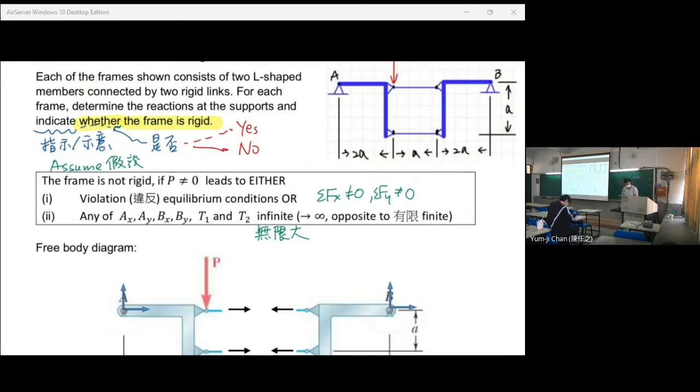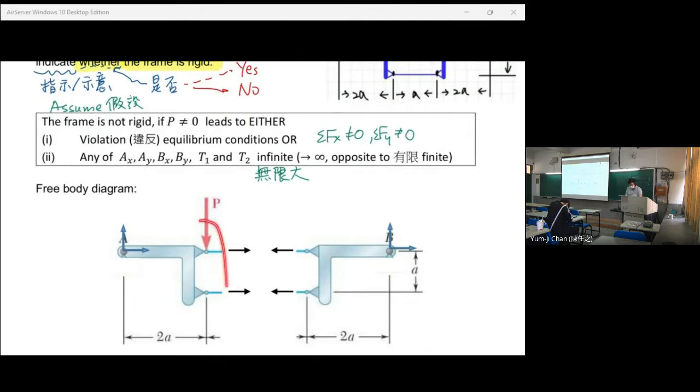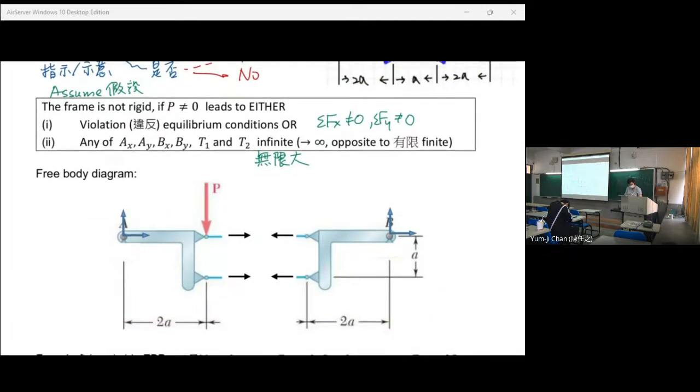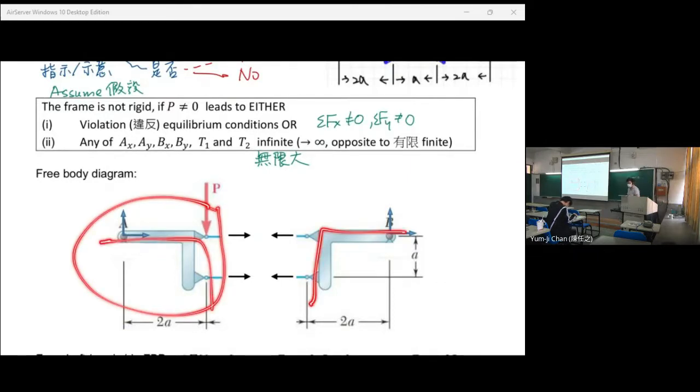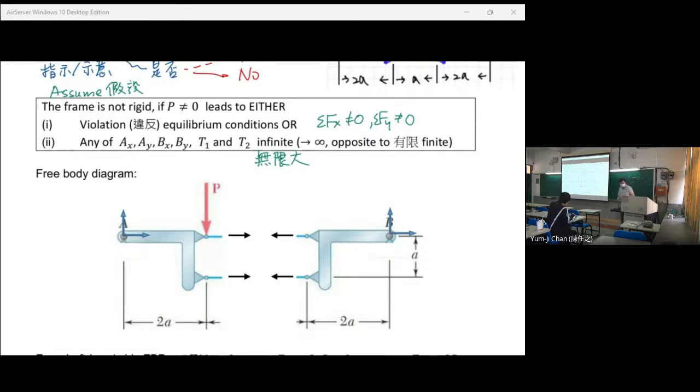So we draw free body diagrams only of rigid bodies. So let's draw the rigid body of this part of the left L and the right L. Okay. We draw the L shape here, and we draw the L shape here. Now, this is point A, and this is point B, right?